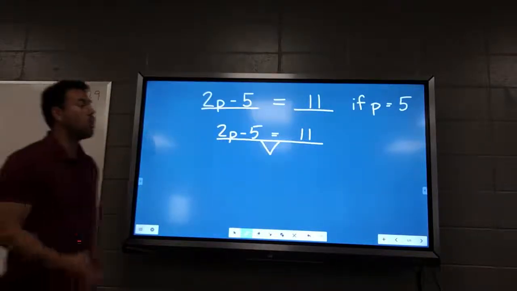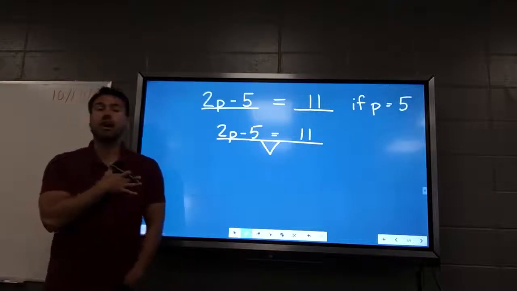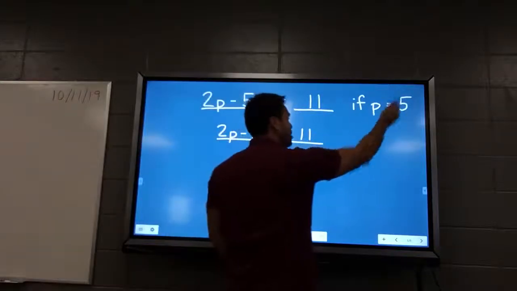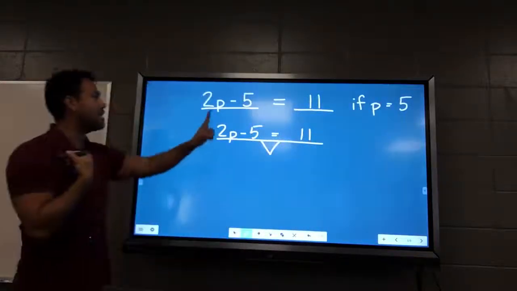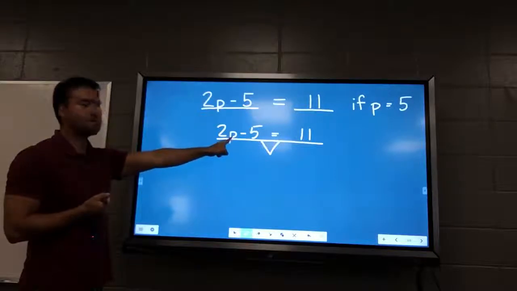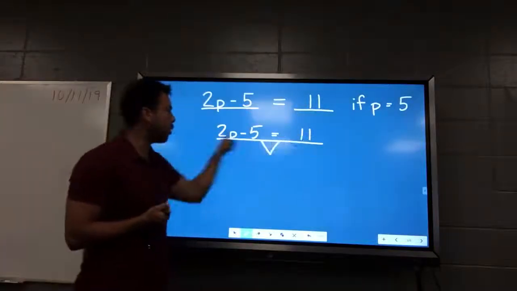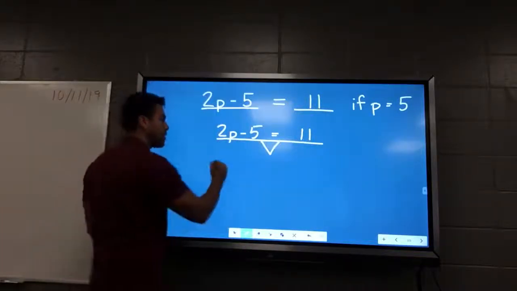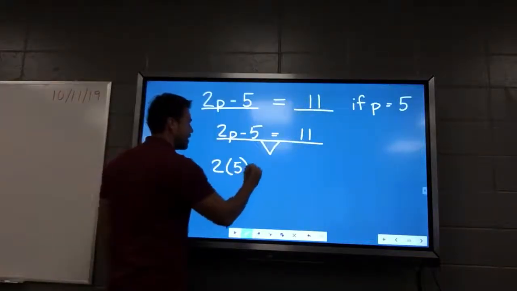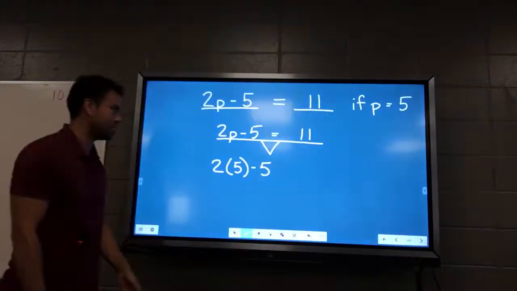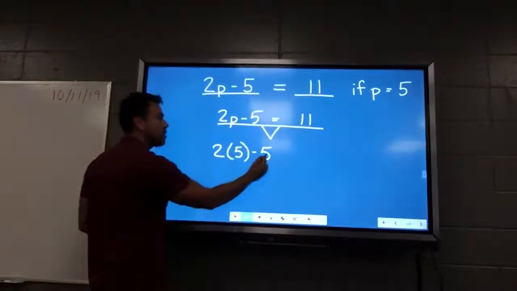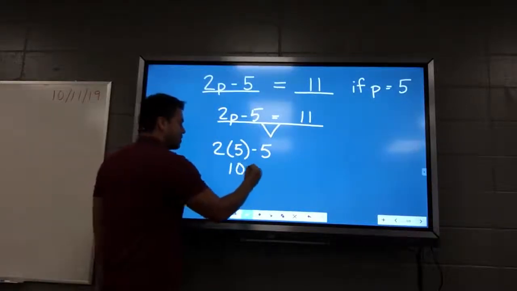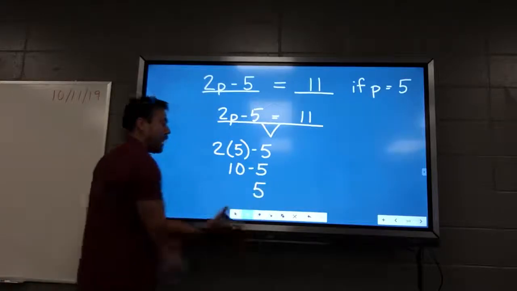Okay, now what I'm trying to do is going to look a lot like what we just did in 3-2. I said if p equals 5, that means if I substitute 5 for p, is this a true or false equation? Don't say it. All right, I'm going to put it in just like I did in the last lesson. Notice that they're very similar, these two lessons. Here's what I put in for the left side. I just did the left side. What's 2 times 5? 10 minus 5? 5.